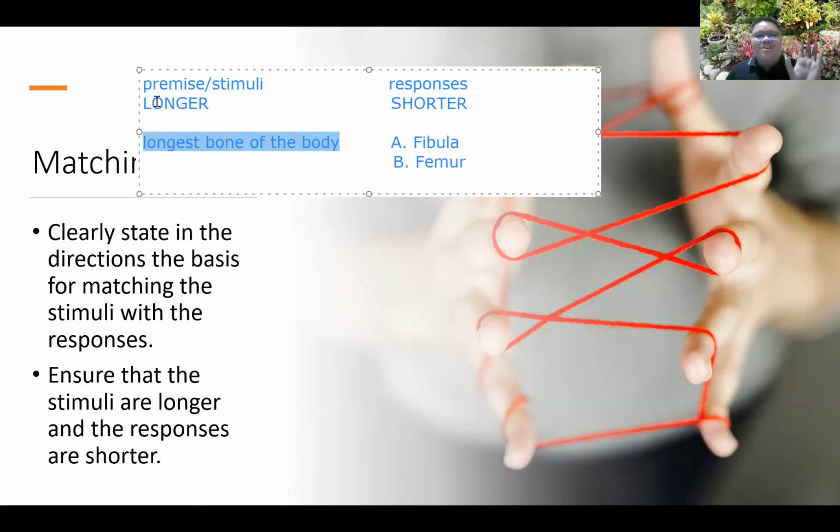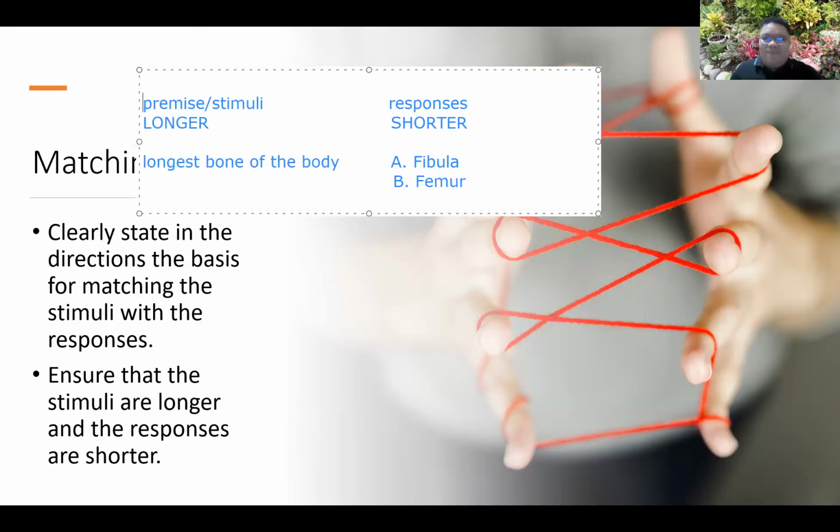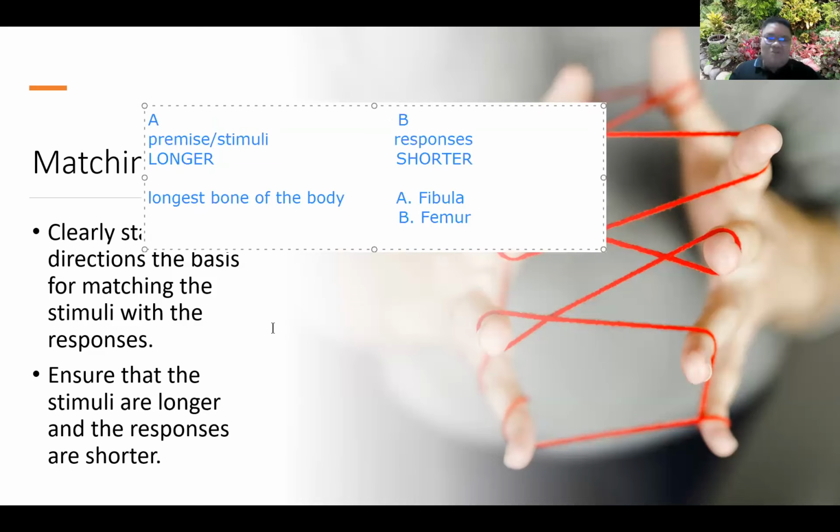In other words, class, the longer premise or stimuli must usually be found in column A rather than column B, so it will not be difficult for your students to see it and compare it with the responses found in column B. Okay? So again, the longer stimuli should be placed in column A, or column 1. Kindly take note of that, fellow educators. So your stimuli must be longer and the responses must be shorter.